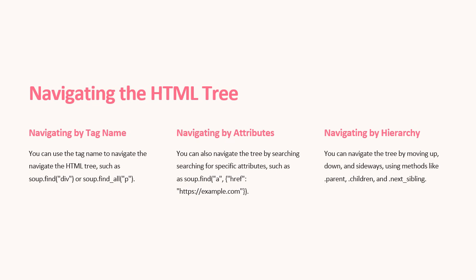Now let us see navigating the HTML tree. Navigating by tag name. You can use the tag name to navigate the HTML tree, such as soup.find or soup.find_all. Navigating by attributes. You can also navigate the tree by searching for specific attributes such as soup.find. Navigating by hierarchy. You can navigate the tree by moving up, down, and sideways using methods like .parent, .children, and .next_sibling.